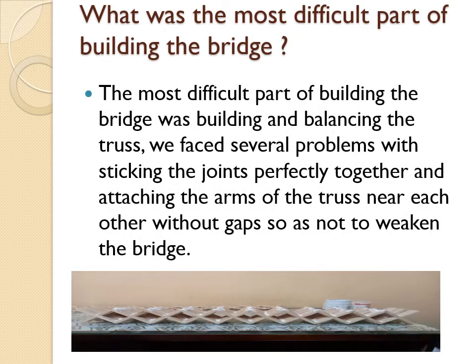What was the most difficult part of building the bridge? The most difficult part of building the bridge was building and balancing the truss. We faced several problems with sticking the joints perfectly together and attaching the arms of the truss near each other without gaps, so as not to weaken the bridge and to make sure that the bridge will bear all weight.